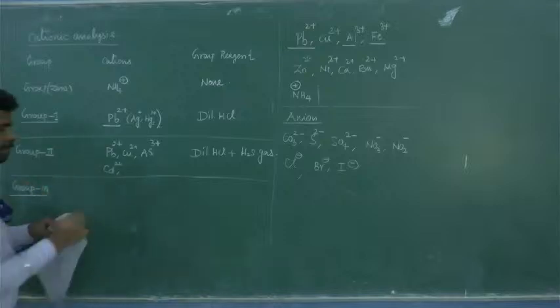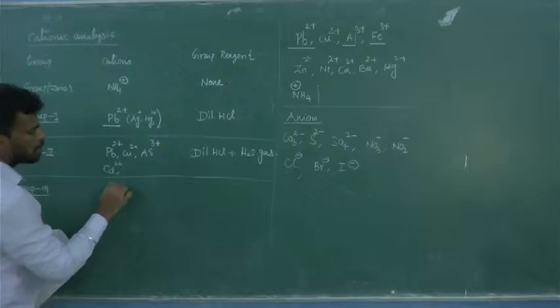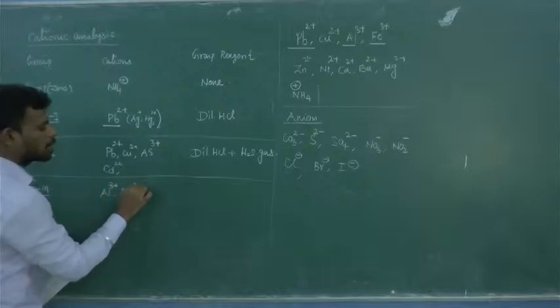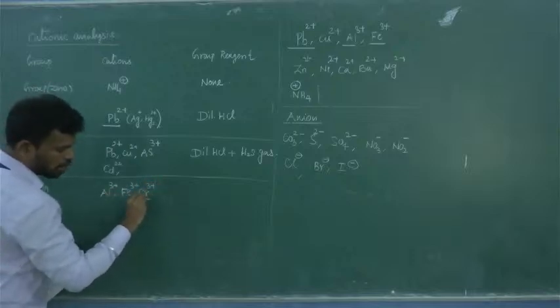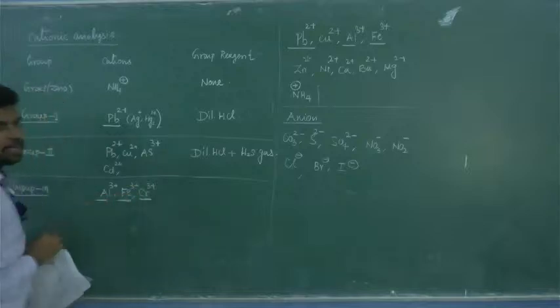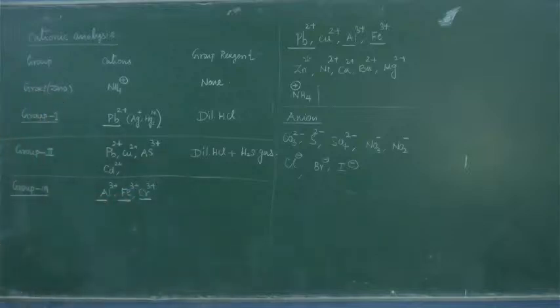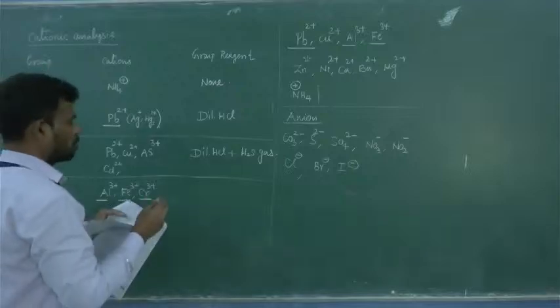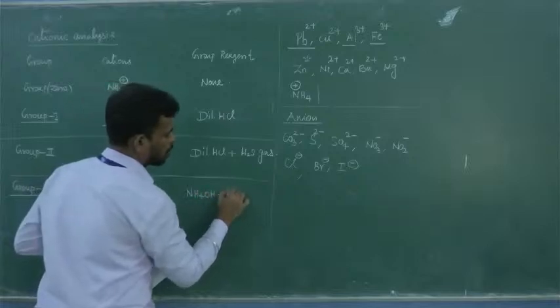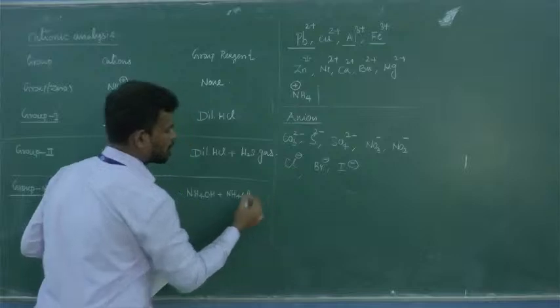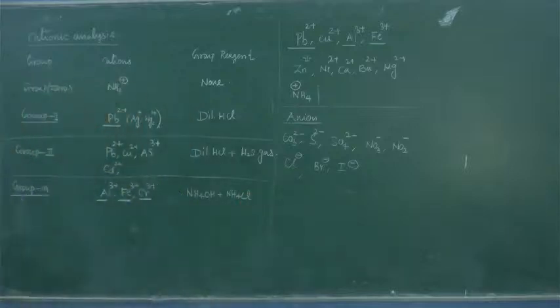In group 3 we have aluminium 3 plus, iron 3 plus, and chromium 3 plus. This is not in our syllabus. Aluminium as well as iron. So we have to find this out by using ammonium hydroxide plus ammonium chloride. This is the group reagent. So these are the three cations that belong to group 3. Our syllabus has only two of the cations. Next, group 4.